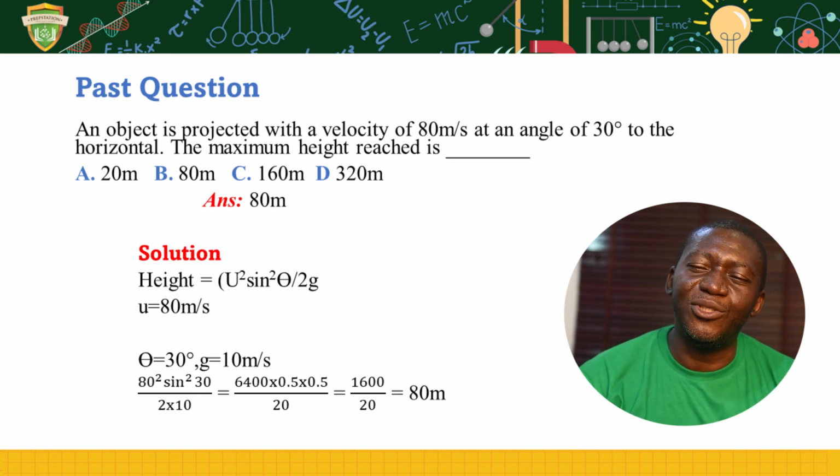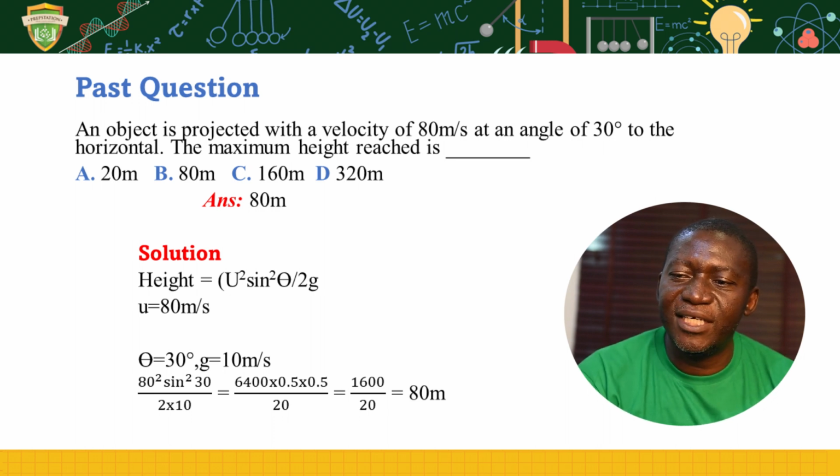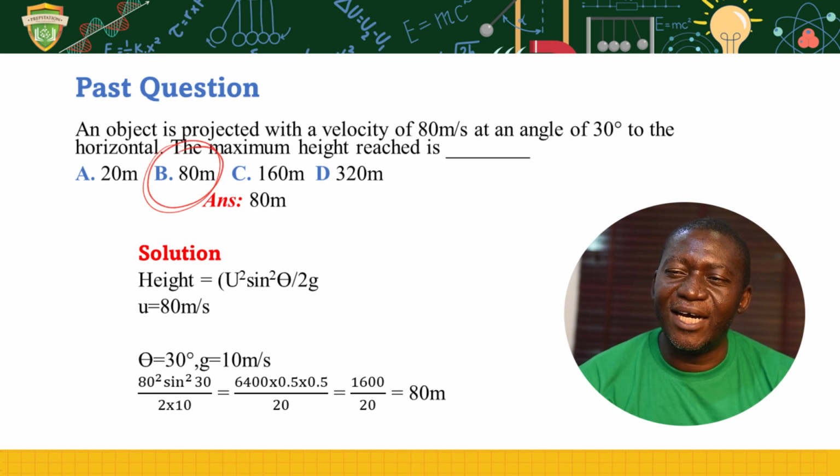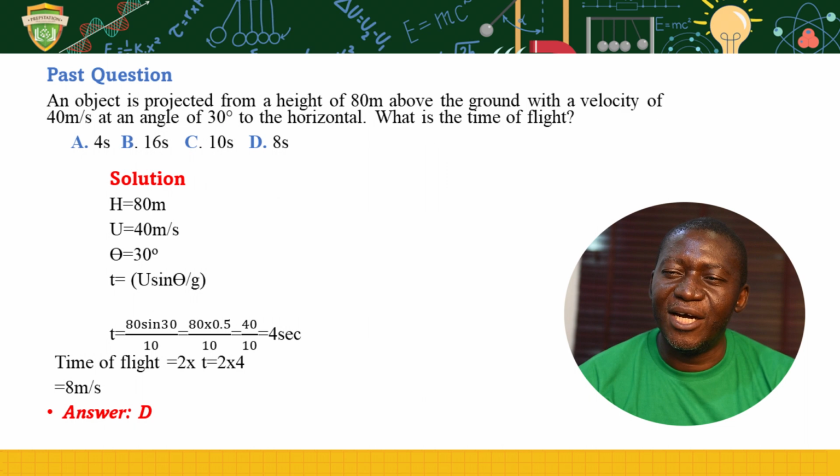Now let's go to the options that we have in the question. A says 20 meters, B says 80 meters, C says 160 meters, while D says 320 meters. So from this question, we can see that option B is the correct answer. Now, let's take another question.